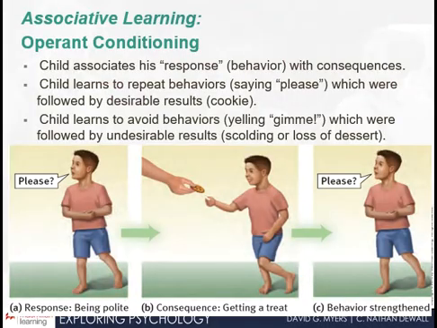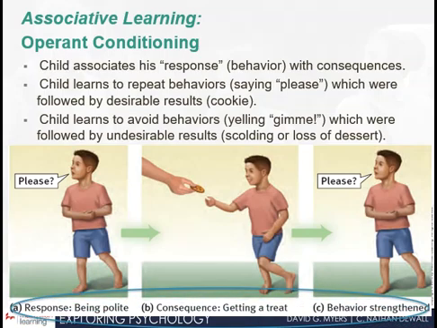Operant conditioning. A child associates his response behavior with consequences. The child learns to repeat behaviors, saying please, which were followed by a desirable result, like a cookie. The child learns to avoid behaviors, yelling gimme, which were followed by undesirable results of scolding or loss of dessert. So we can see at the bottom, the response of being polite gives you a consequence of getting a treat. Therefore, in the future, the behavior of saying please is going to be greatly enhanced. Probability you'll see that more often than gimme. That means it has been reinforced.